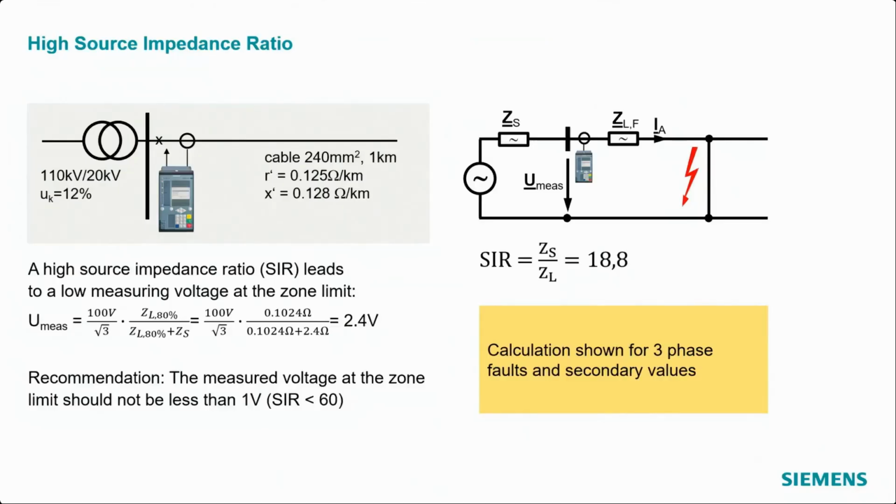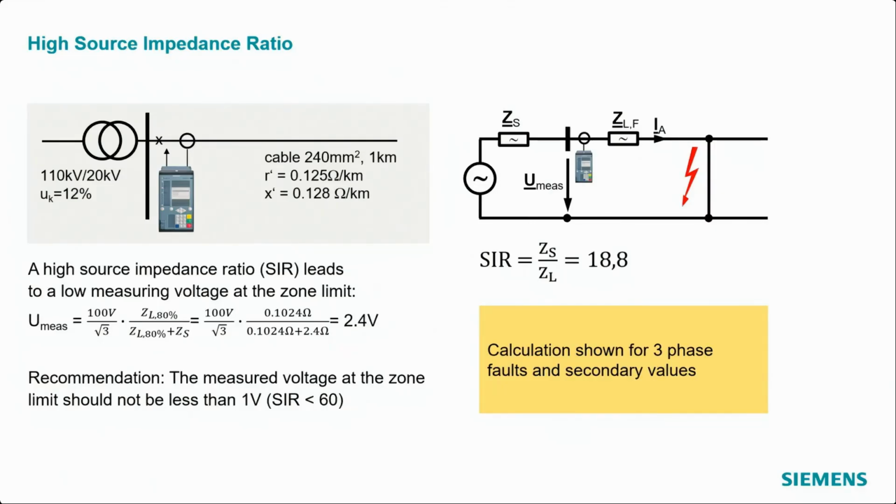the measured voltage, if we have a fault at the limit of the first zone, that is where we have to be accurate, then the measurement voltage should not be less than 1 volt. And that is nearly equivalent to a source impedance ratio of 60. You see from this consideration, the source impedance ratio is the ratio of the source divided by the full line. If we calculate the voltage, we always take the 80% of the line, so it's not completely convertible.